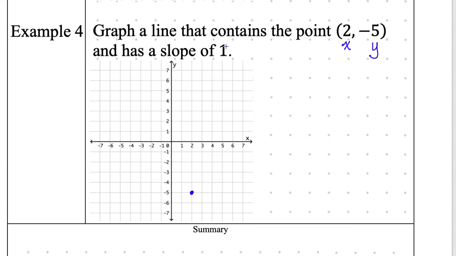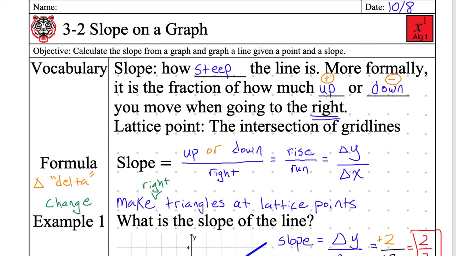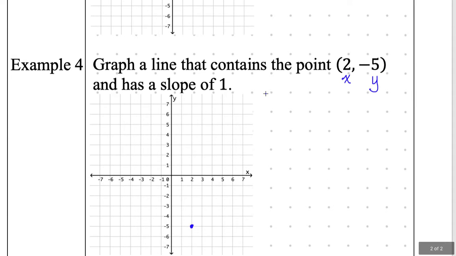And then, ooh, this is going to be hard. The slope is 1. This isn't a fraction. Normally, we were taught in the very beginning that slope is a fraction, the fraction of how much up or down. So we can just make it into a fraction, right? 1 is not a fraction, but if I change this to 1 over 1, that's the same thing. 1 divided by 1 is still 1. Now it's a fraction. So maybe that's a hint you need. Maybe you can go try the problem again.